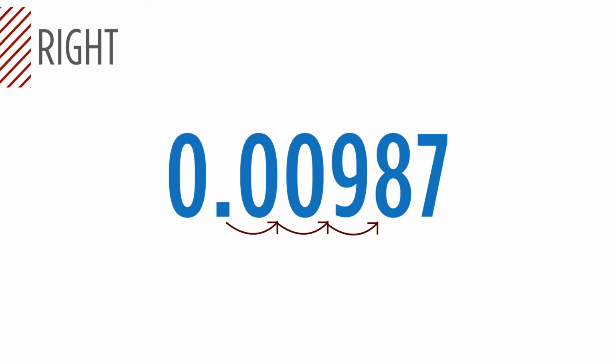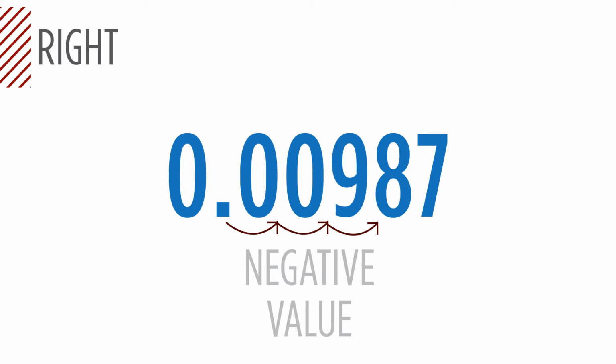If we look at a value like 0.00987, here let's move it until we just get a value between 1 and 10. We see that that's moving it to the right. If we move the decimal to the right, we're going to have a negative exponent, so we get 9.87 times 10 to the minus third.